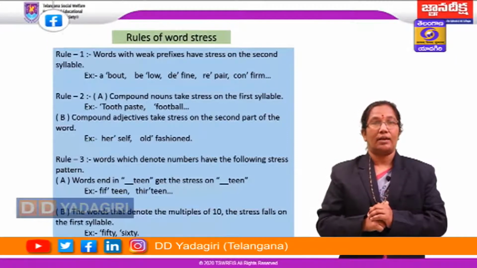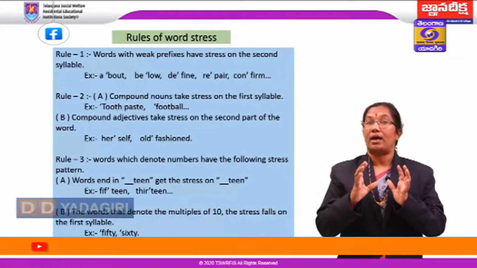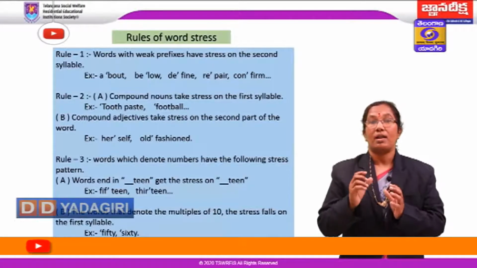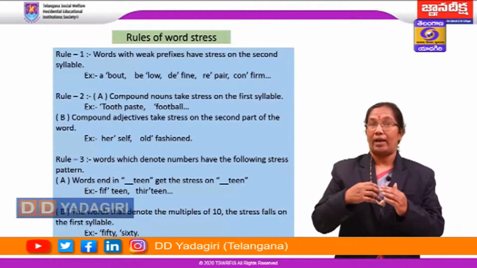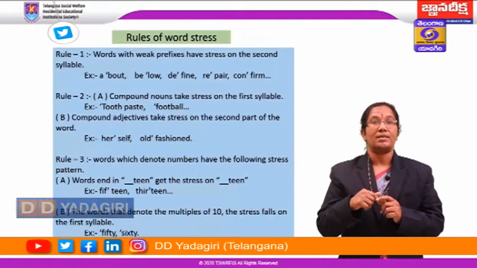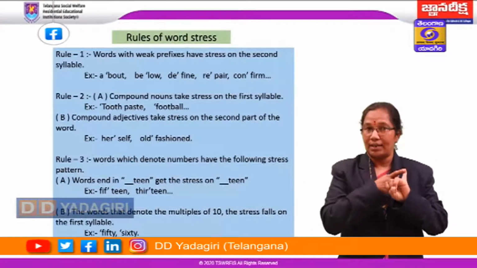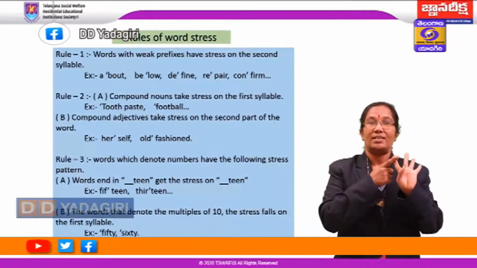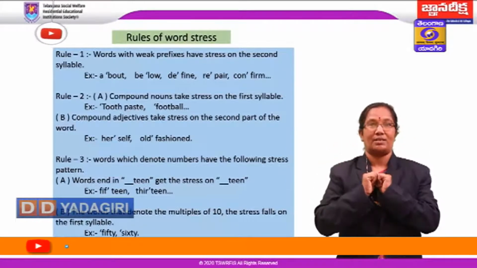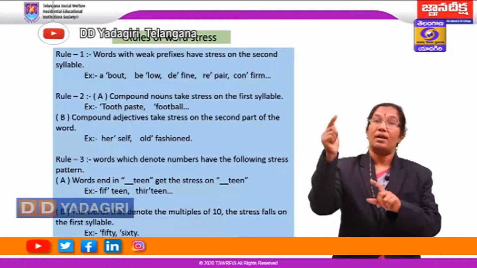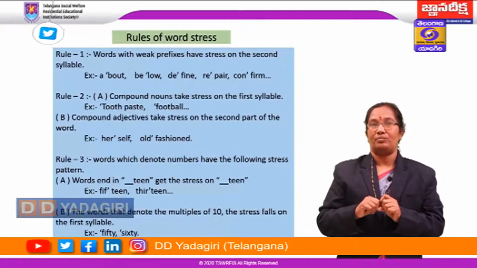Let's move on to Rule 3. Rule 3 talks about words that denote numbers. Words which denote numbers have the following stress patterns. There are again two rules here. The first is words ending in teen: 13, 14, 15, 16, 17, 18 and 19. These are called teen words, and they get the stress on teen only, like 15, 13.